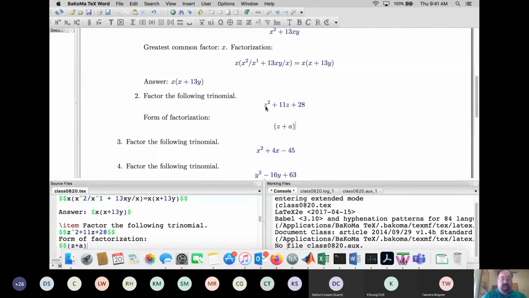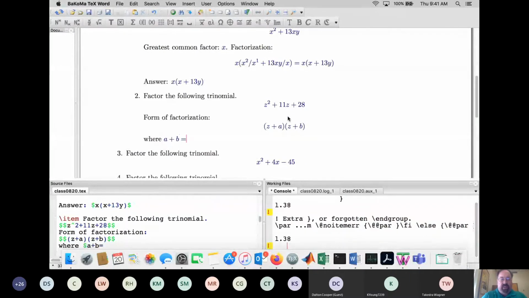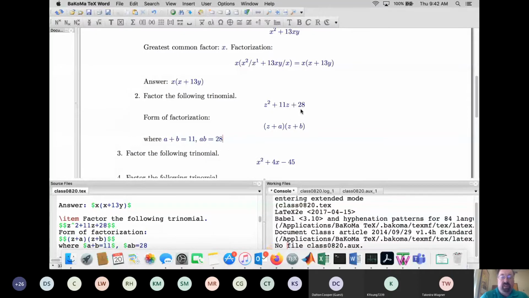So we have z plus a times z plus b, where a and b are unknown. So if you were to multiply this out, it has to equal this. So that would mean that, because we multiply this out, you get z squared, so that's fine. You have az plus bz must equal 11z. So in other words, a plus b has to equal 11. And then we have a times b has to equal 28.